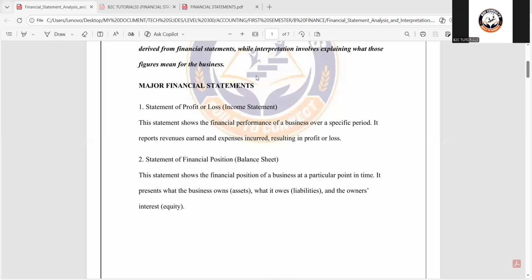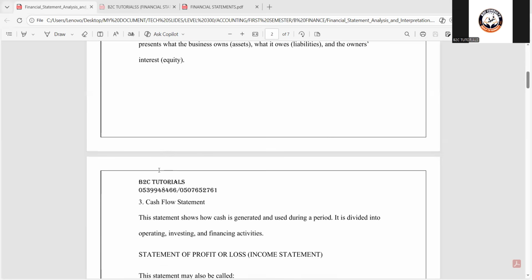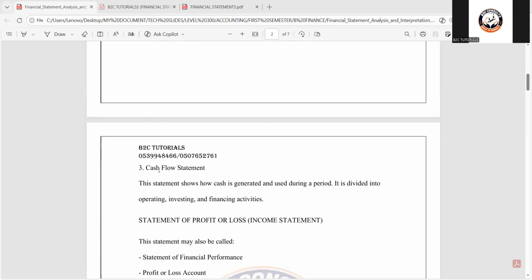With the statement of profit or loss account, there are two broad items that we find there: your revenues and your expenditures. Having said that, the next one is your cash flow statement. This statement shows how cash is generated and used during a period. It is divided into operating, investing, and financing activities.